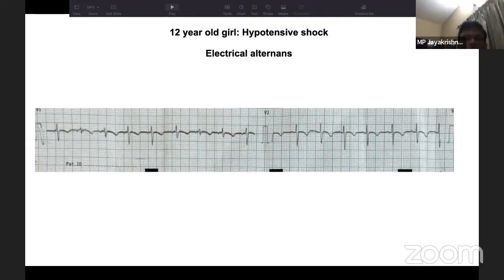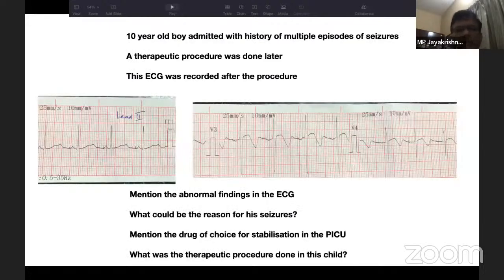Cardiac tamponade. This particular child had a large pericardial effusion, pyopericardium, and this child was in shock because of that. So unless you drain that, the child will not survive. So this is electrical alternans. Very important that you recognize this pattern. I think this is the last one.